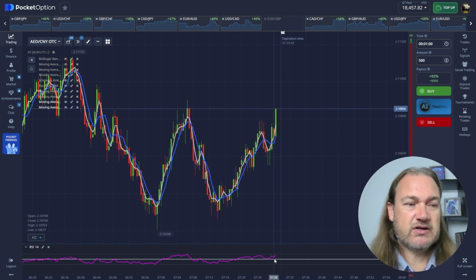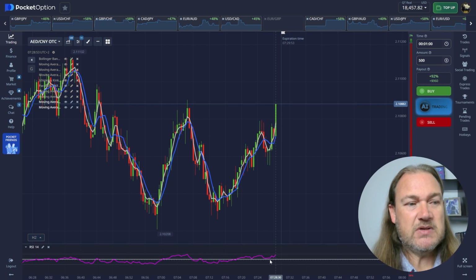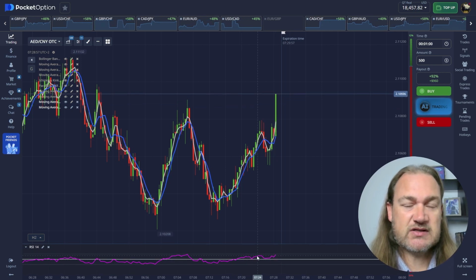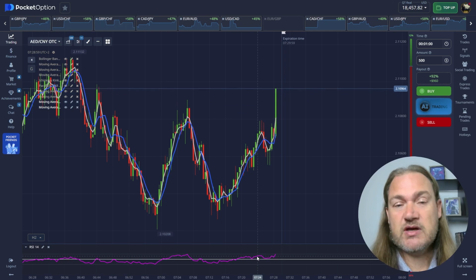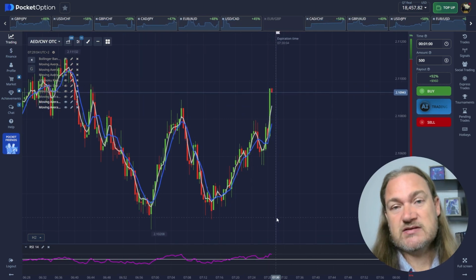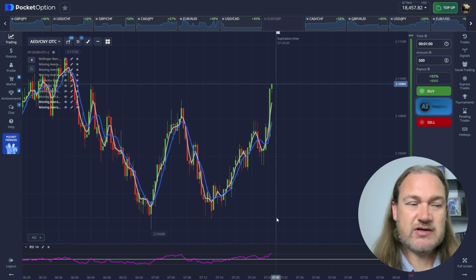Now, why am I doing this? The RSI is a momentum indicator. That means while the RSI is above 50, we have bullish momentum, and while it's below 50, we have bearish momentum. Now, we know that the more momentum there is on something, the longer it takes to slow down.